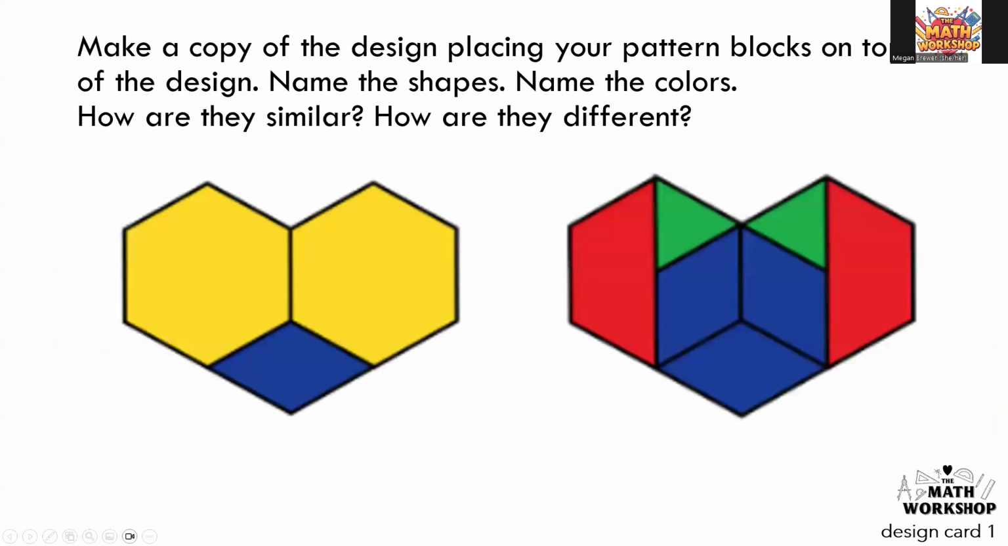Next up, presenting some design cards to students, seeing if they can replicate them by actually placing the shapes. Are they recognizing the shapes? Can they place them on top? What does it look like? Naming the shapes, naming the colors. And here's a higher order thinking question: how are these two designs similar and how are they different?